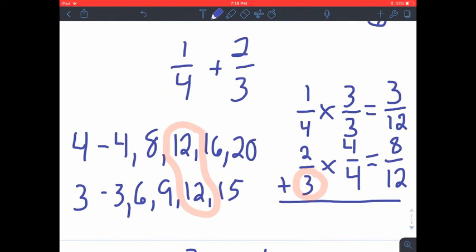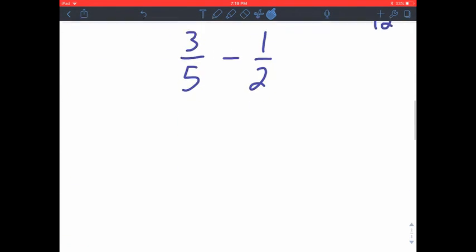Now I'm going to go ahead and focus just on the numerators. Okay, so the 3 and the 8 here. And then I add them. So 3 plus 8 is 11. And the denominator always, and this is where I would have you guys in class say, always stays the same. So it would stay as a 12. All right? Now, let's see if it works the same way with subtraction.